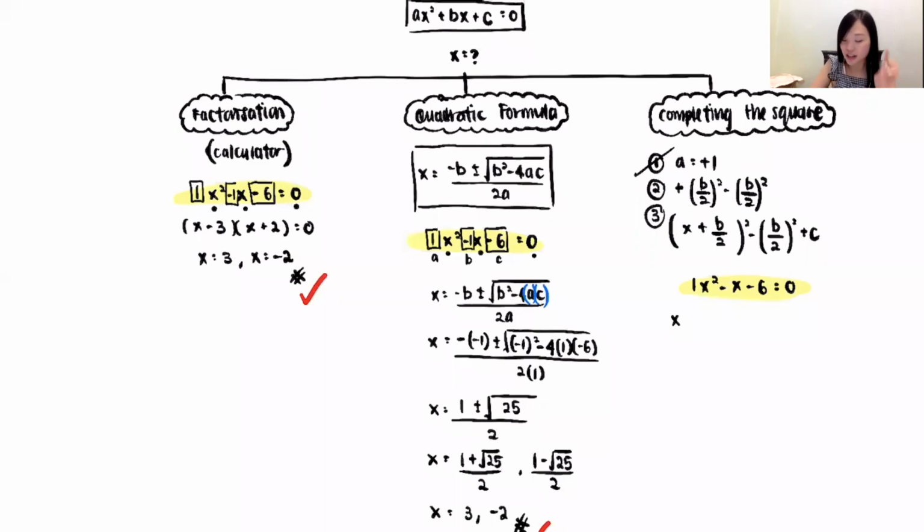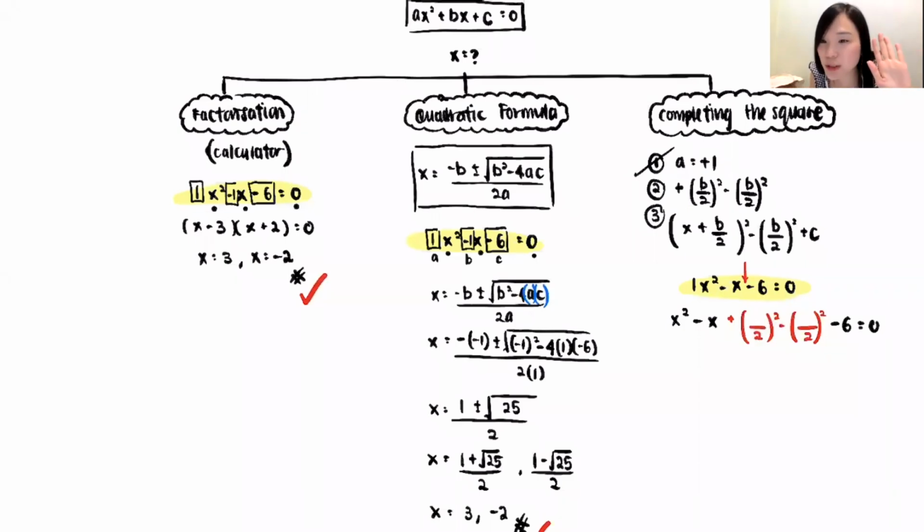Second step is like that. The first one is x squared. The second one is minus x. And then in between the B and the C, you will add plus B over 2 square minus B over 2 square. And then the minus 6 equals 0, still the same. Can you see? I just add on plus B over 2 square minus B over 2 square after the A and B.